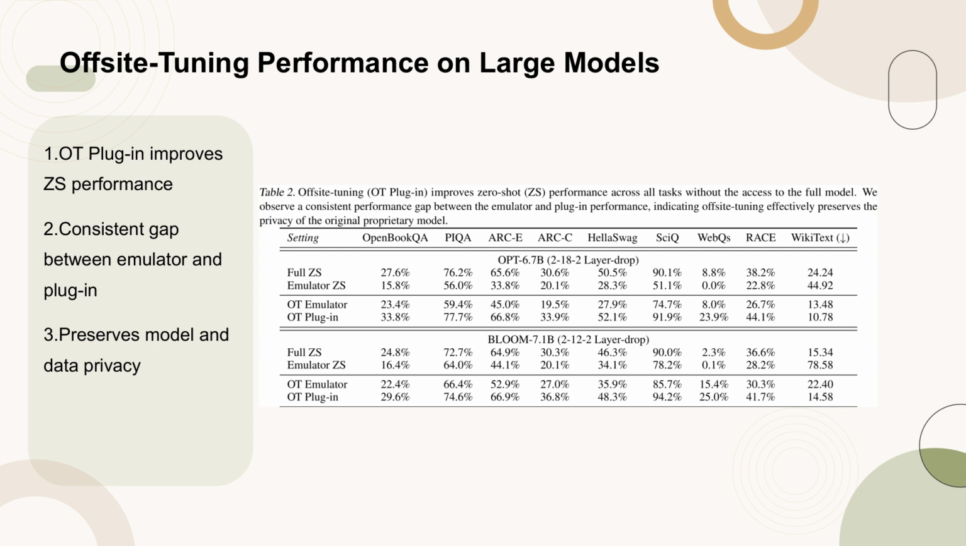Table 2 presents the results of Offsite-Tuning, OT plugin, on large language models, specifically OPT 6.7b and Bloom 7.1b. The data shows that OT plugin significantly enhances zero-shot, CS, performance across various tasks, even without access to the full model. A notable observation is the consistent performance gap between the emulator and plugin, which indicates that Offsite-Tuning effectively preserves the privacy of the original proprietary model. This preservation of privacy is crucial as it ensures that users cannot use the emulator to achieve the same level of performance, thereby safeguarding the integrity and confidentiality of the model and its data.